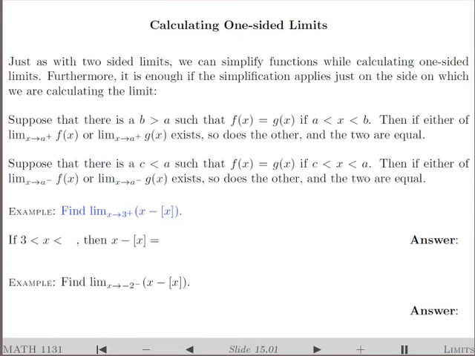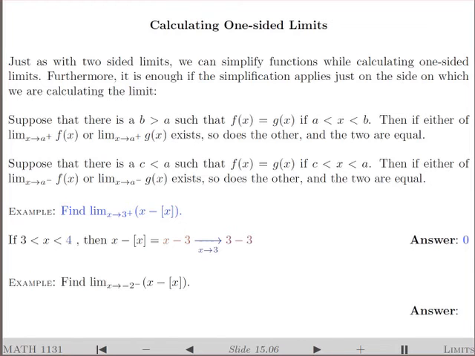The point is that if x is between 3 and 4, the greatest integer function is just 3. Because if I take a number of the form 3 point something, 3 is the biggest integer which is less than or equal to that number. So from 3 to 4, the greatest integer function is 3, so x minus the greatest integer function is x minus 3. And this is a polynomial, so I know how to find the limit. It's the value. So as x approaches 3, x minus 3 approaches 3 minus 3, or 0.